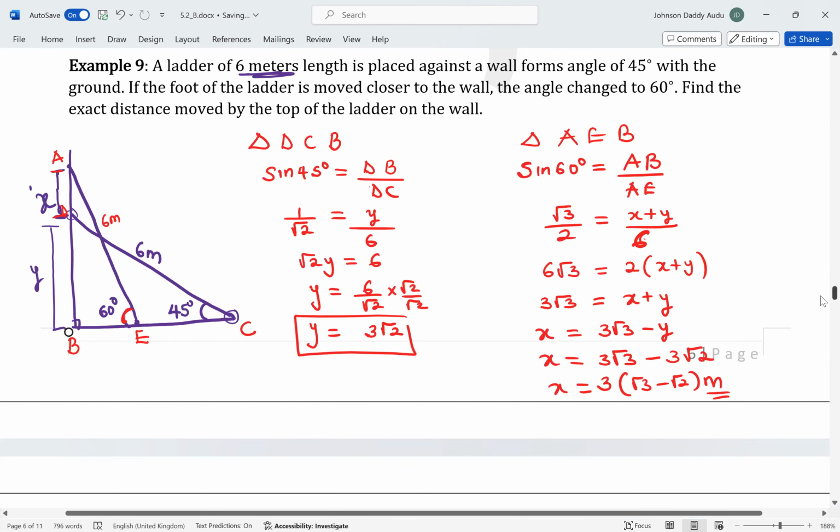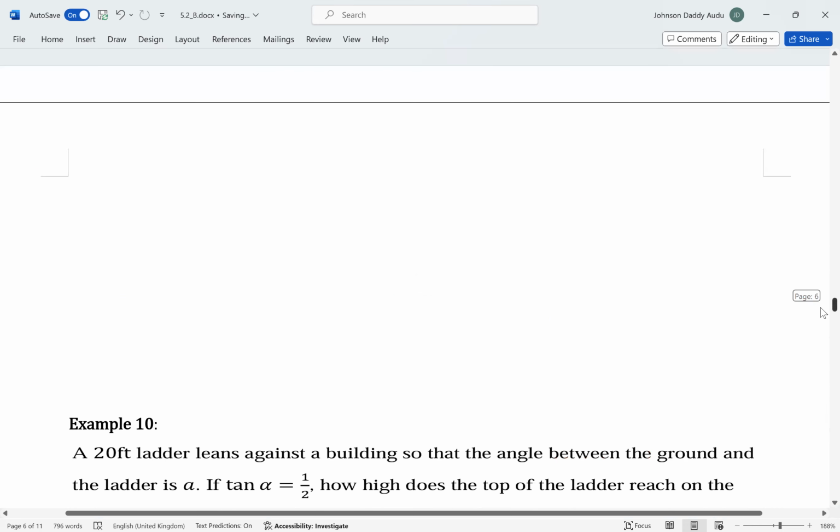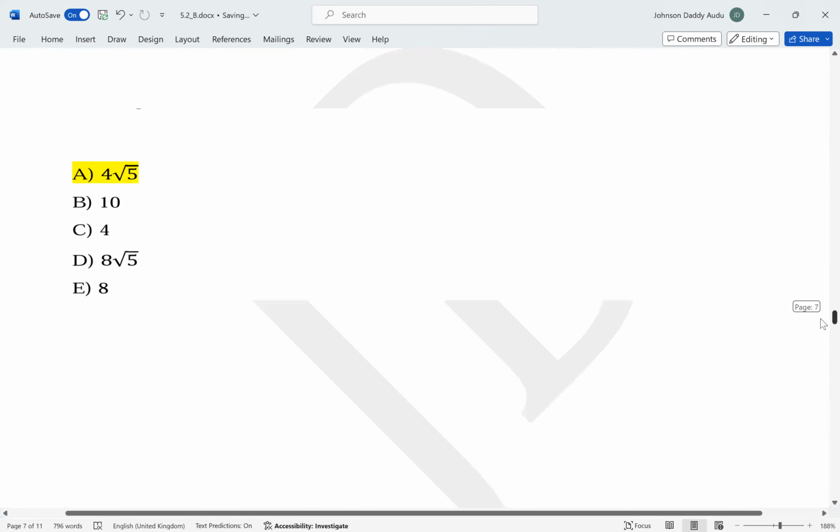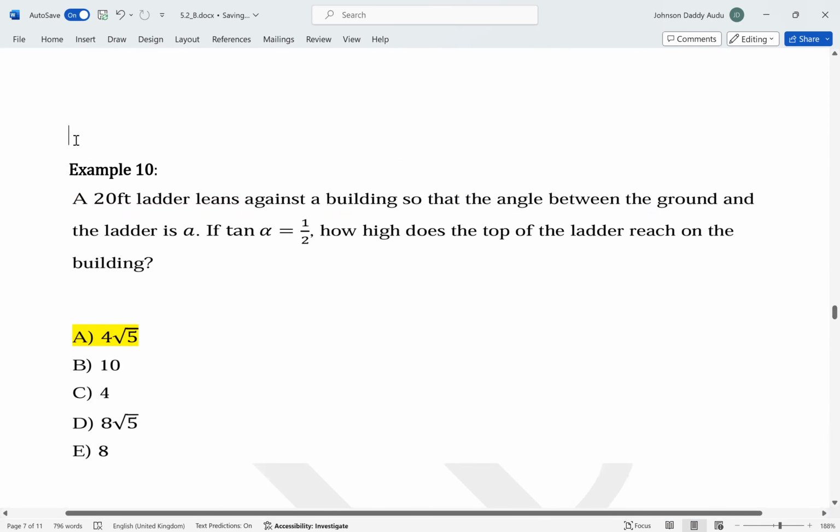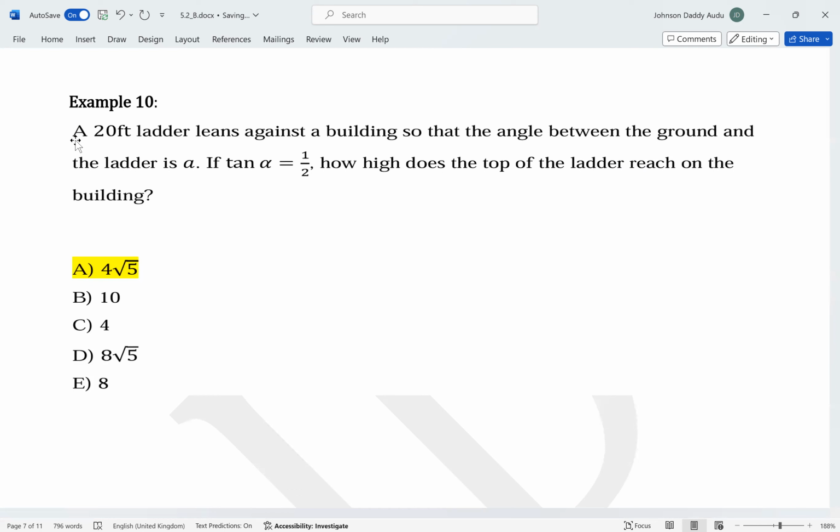All right. So this is 9. Now let's solve the last one, which is example 10. Example 10 says that a 20 feet ladder leans against a building. So let's say this is it. We don't know the height of the building, but we know the length of the ladder is 20 feet.